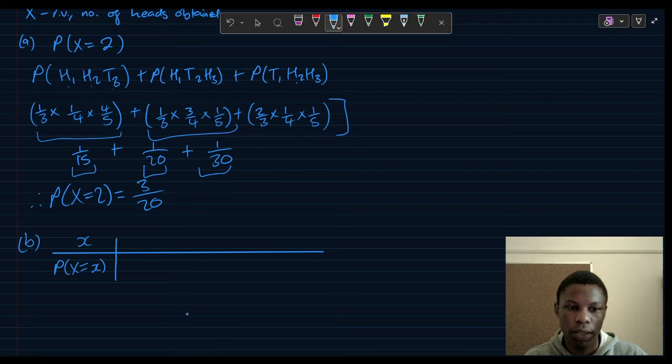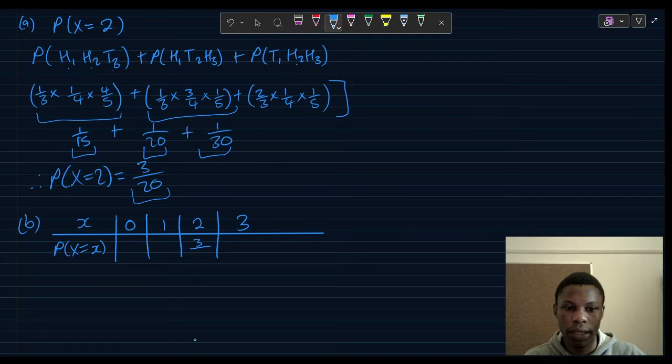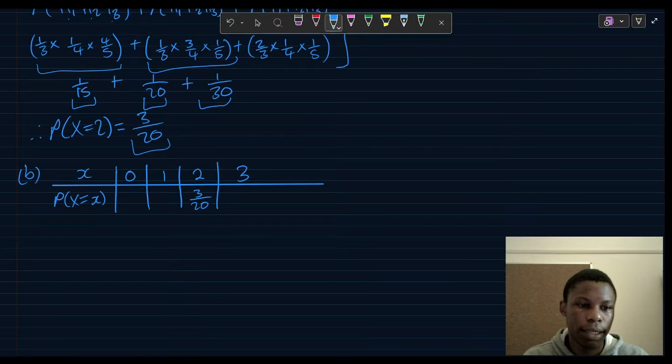Our possible outcomes are we can get 0 heads from the 3 coins, or we can get 1 of the coins showing a head, or 2 of the coins showing a head, or all 3 of them showing a head. So we already know that 2 of them showing a head is 3 over 20. And then let's do the probability that x is 0.